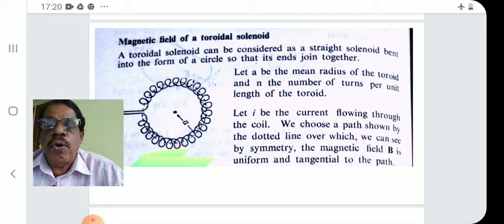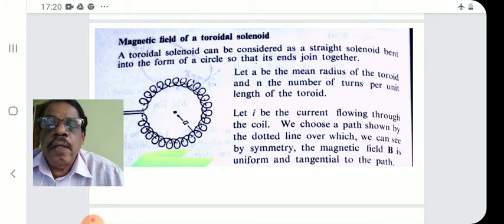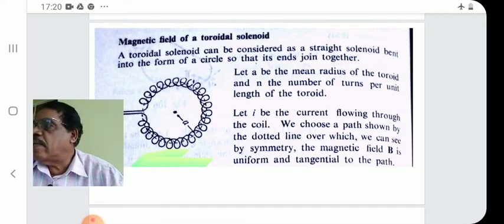Let I be the current flowing through the coil. We choose a path by the dotted line. Inside the toroid, a dotted line is given, over which we can see by symmetry the magnetic field B is uniform and tangential to the path.